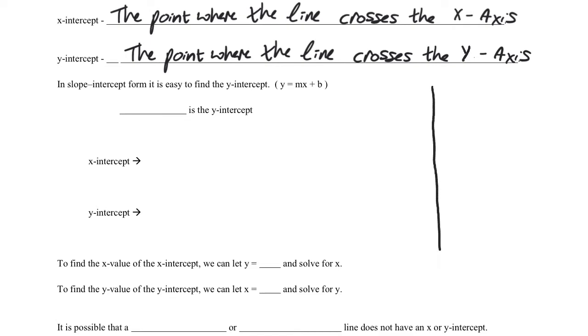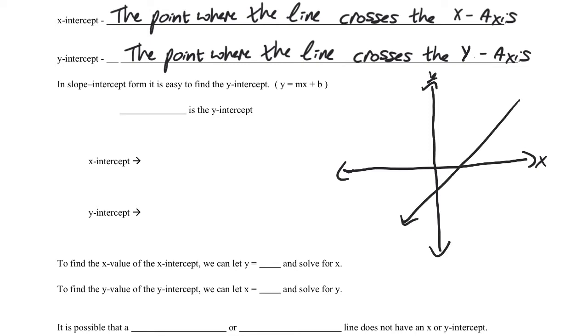So we can sketch a little coordinate plane here for ourselves. We have our x-axis and we have our y-axis. And if I have a line coming through here, all right, then this point right there where that line crosses the x-axis, that's our x-intercept right there.